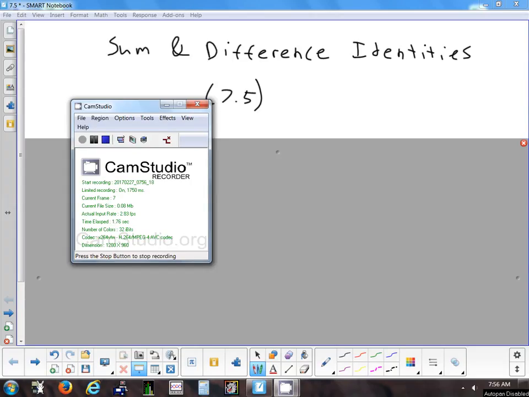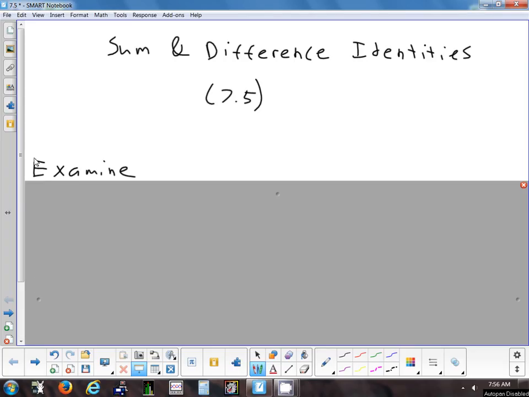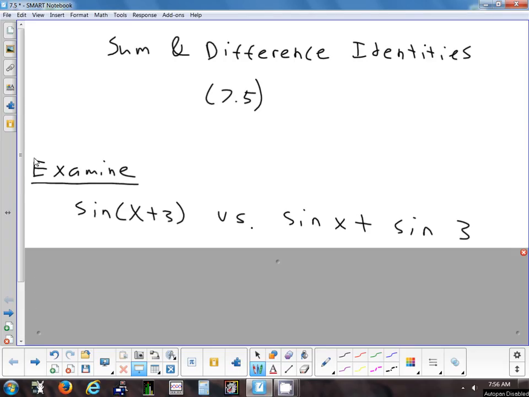All right, so we're going to start out by looking at section 7.5, which is on the sum and difference identities. I'm going to start just by looking at what's on the left and what's on the right. Anybody have any thoughts about how those two things would compare?